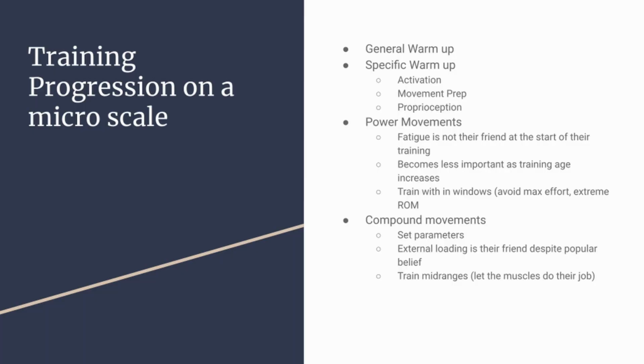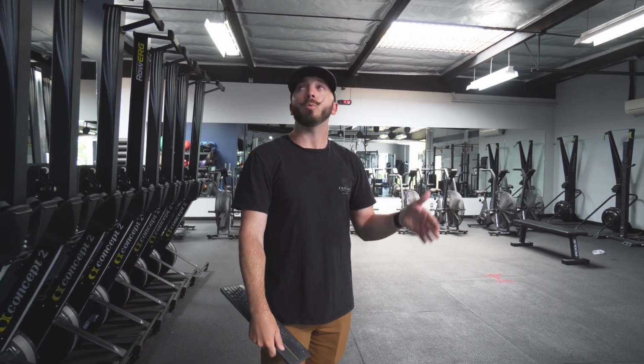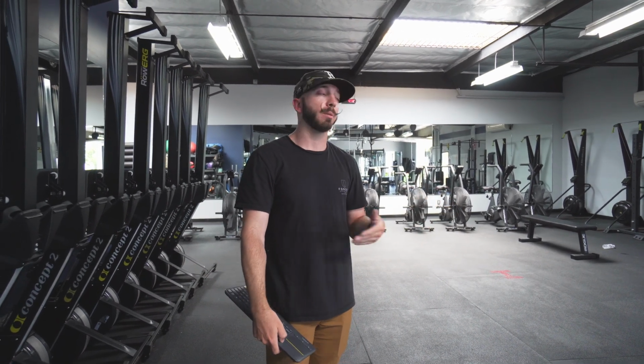Cool, so from a micro scale, this is how I would think about training somebody who walked into the gym to come see me on a general basis. General warm-up, get the blood moving, neural adaptations, specific warm-up, activation, movement, proprioception. They have a bigger range of motion that they're trying to work through. Their proprioception isn't impaired, they just need a little help. So actually giving them things to work on from a proprioception standpoint is going to be massive.